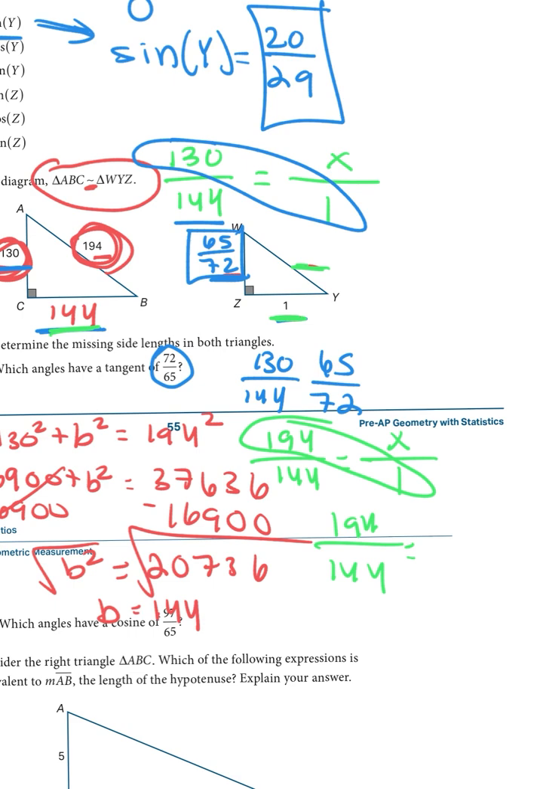So 194 divided by 144, well, let's keep it as a fraction. So let's go ahead and see what number we can divide this by, because we want to reduce the fraction, right?